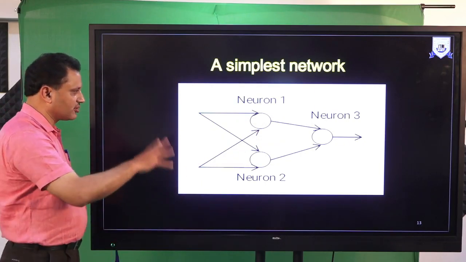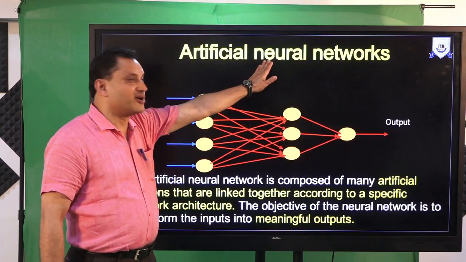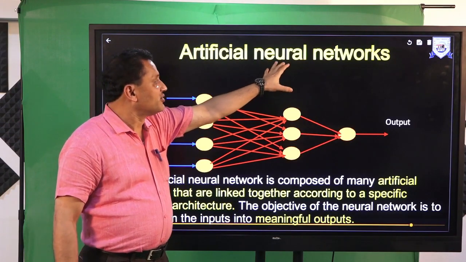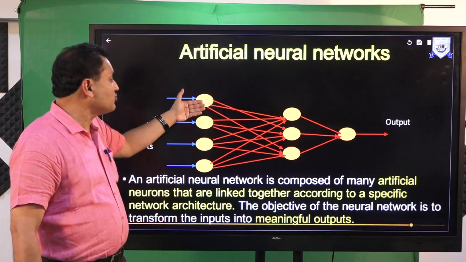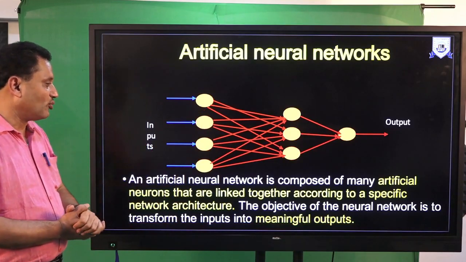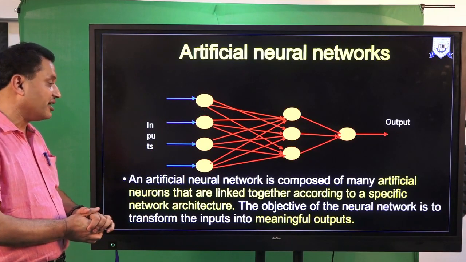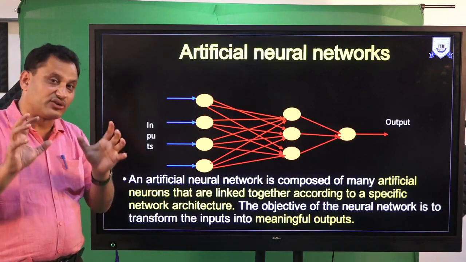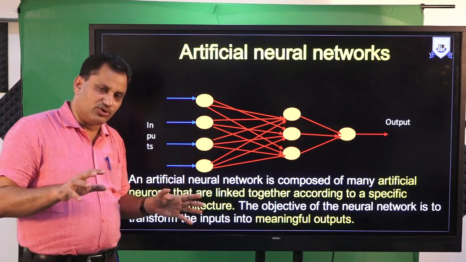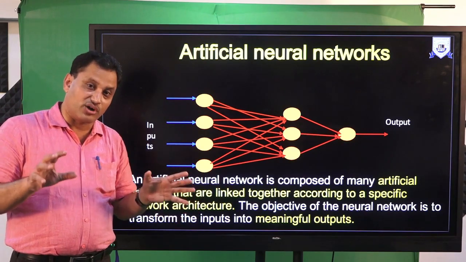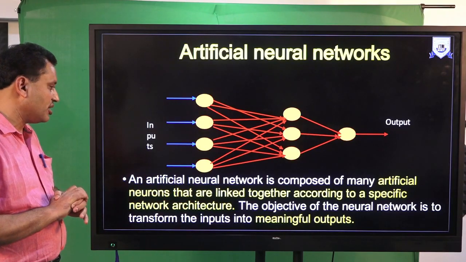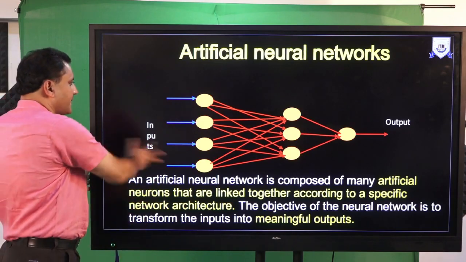I think it will give you the complete picture. It is inspired by biological neurons. It is a network because more than one neuron is interconnected. It is artificial because we are using a mathematical model of neurons. So an artificial neural network is composed of many artificial neurons linked together according to a specific topology or structure. The topology and structure depend on what kind of problem we are solving. The objective of the neural network is to transform the input into a meaningful output. All right?